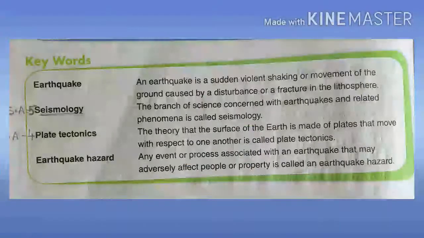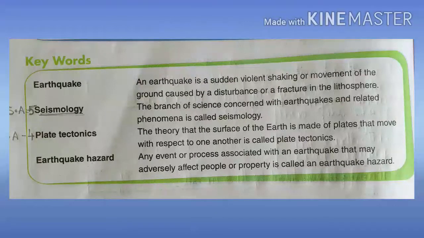Now we'll be moving to fifth answer. What is seismology? Student, the answer is in the keywords on page number 218. See the second keyword, seismology. I have written very short answer 5.